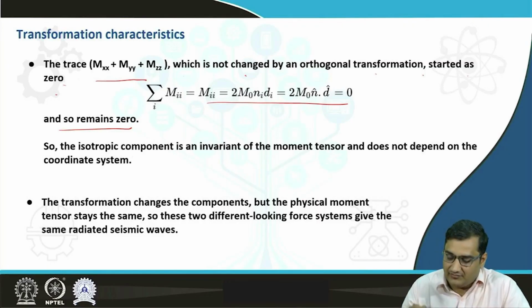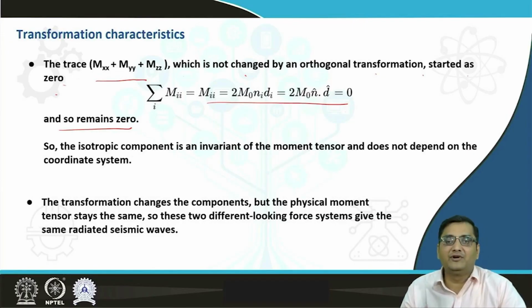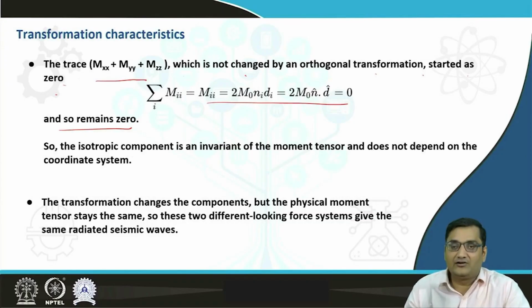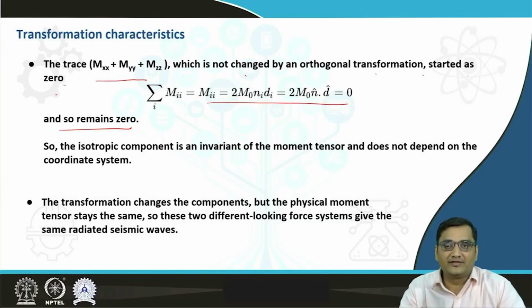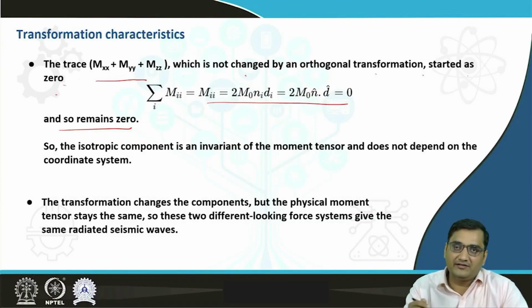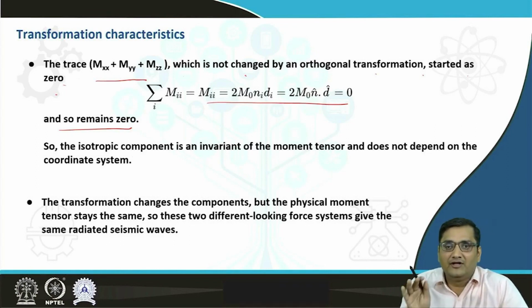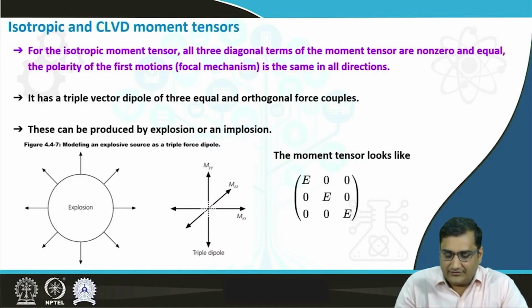In the transformation itself, the physical moment of the tensor will also stay the same. That means the two different looking force systems, in the principal axis or in the original coordinate system, will always remain the same. The physical moment will always remain the same. That means both of the systems will give you the same radiated seismic waves.